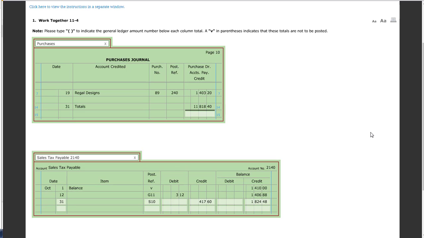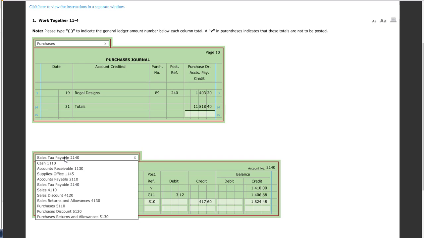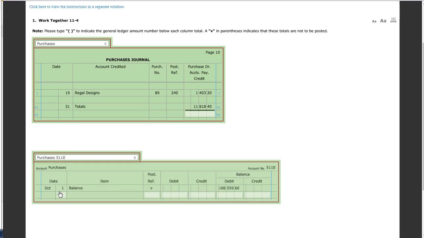When we look at this column heading here, there are two accounts in the heading. Accounts payable and purchases. So guess what? We have to post this $11,818.40 to both purchases as a debit and accounts payable as a credit. So make sure you post it twice. So I'm going to do purchases first because that's the one that's listed first, and it's my debit. So I'm going to do the day of the 31st. P10, standing for page 10 of the purchases journal. Purchases is going to be debited $11,818.40.